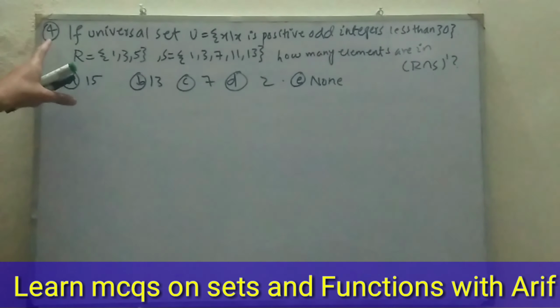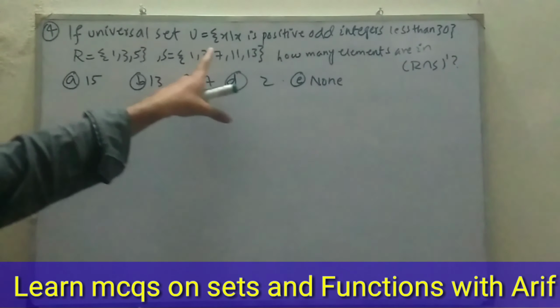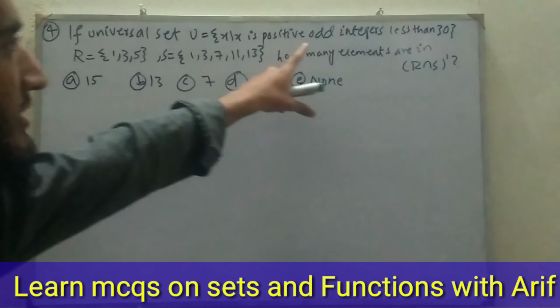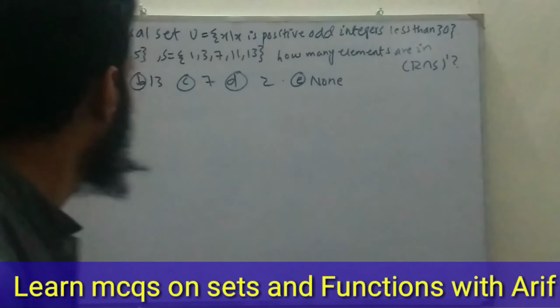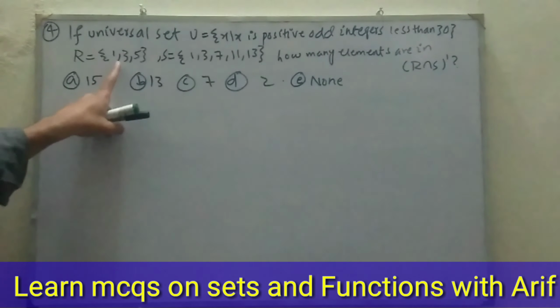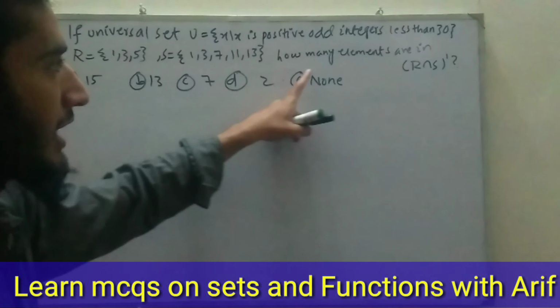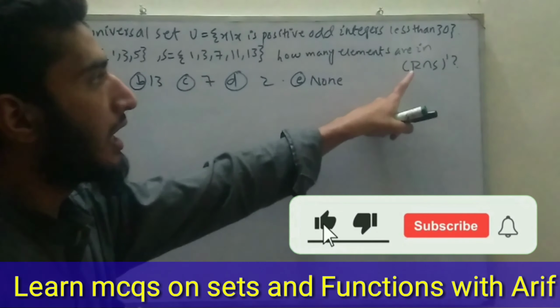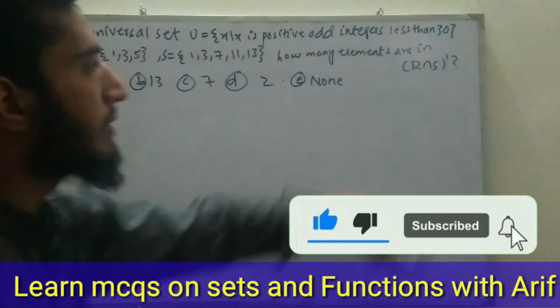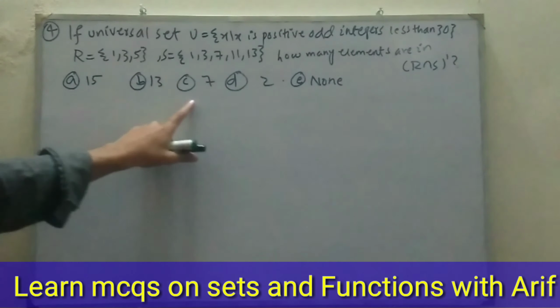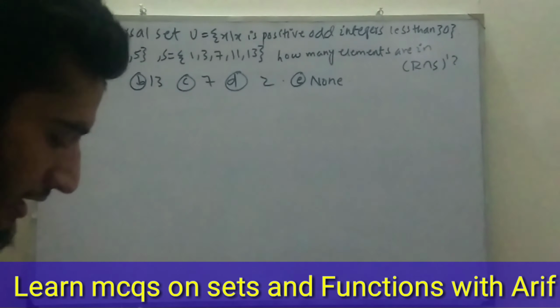Now move to MCQ number 4. It says: if the universal set U is equal to {x such that x is a positive odd integer less than 30}, and R is a set equal to {1, 3, 5}, and S is a set equal to {1, 3, 7, 11, 13}, then how many elements will be in the complement of R intersection S? Option A is 15, B is 13, C is 7, D is 2 and E is none.